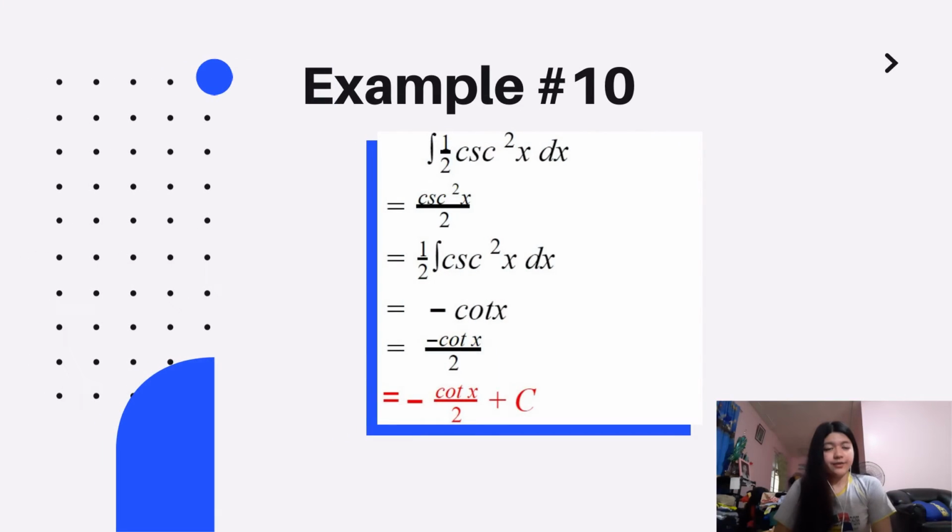Okay, so now I will be discussing these next 3 problems. Our given is the integral 1/2 cosecant to the second power x dx. Our first step is to rewrite the given as cosecant squared x over 2, so that the process will be easier. After that, linearity would be applied, and then solving the integral of cosecant squared x dx will give us negative cotangent x. The next step involves substitution. Our final answer will then be negative cotangent x over 2 plus c.